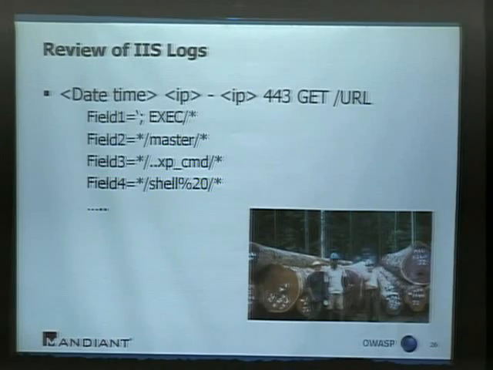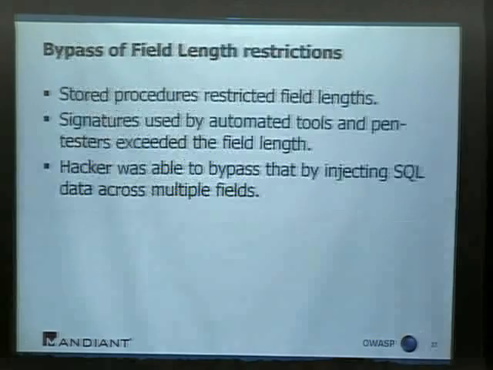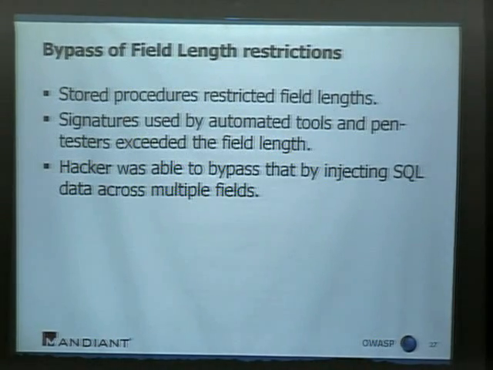So what we were able to find out from the IIS logs was that what this particular attacker had done was split a successful SQL injection tag across multiple fields using the common characters. So in this case, given that the stored procedure had restricted field lengths to 8 characters, they were able to bypass the restriction by actually splitting the SQL injection tags across multiple fields.